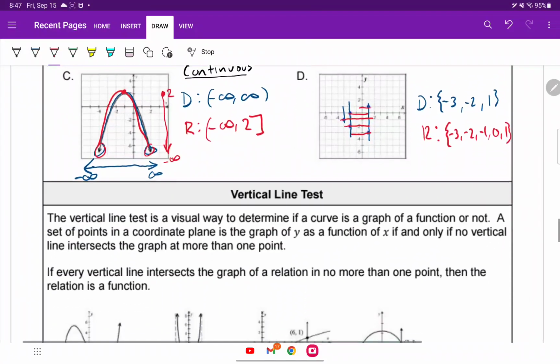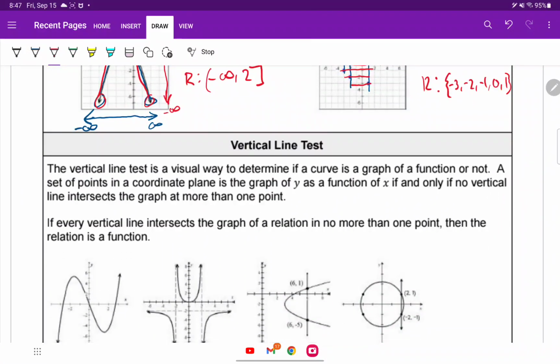All right, last but not least, we're gonna have our vertical line test. So the vertical line test is a visual way to determine if a curve is a graph of a function or not. So a set of points in a coordinate plane is the graph of y as a function of x if and only if no vertical line intersects the graph at more than one point. So what this pretty much says is when you draw a vertical line through your graph, it can only hit the graph once. And if it ever hits more than once, it is not a function.